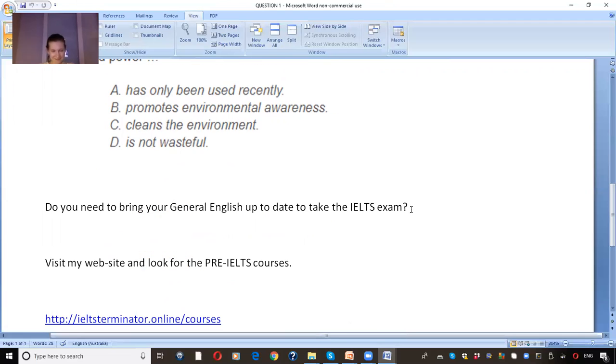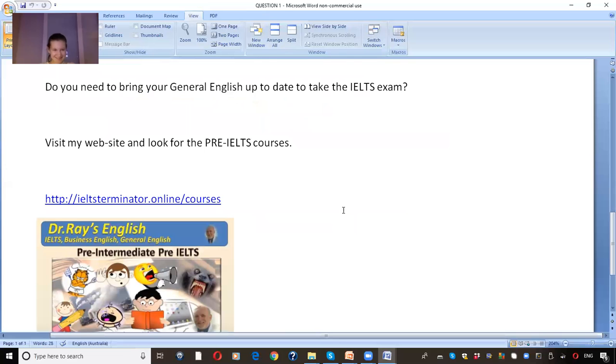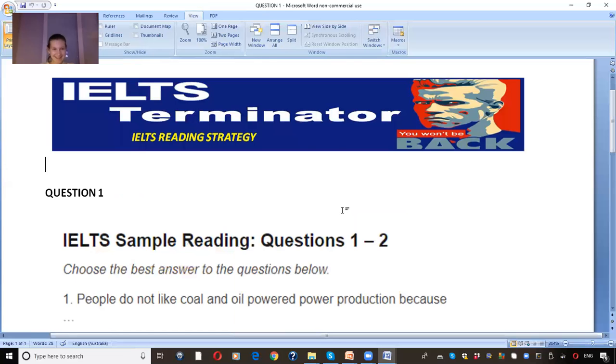Oh, and there's an advertisement. Do you need general English updates to bring up your... No, you don't need to worry about that. You're pretty safe with that.